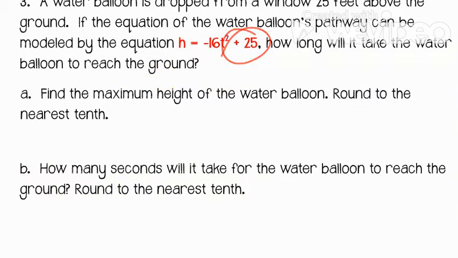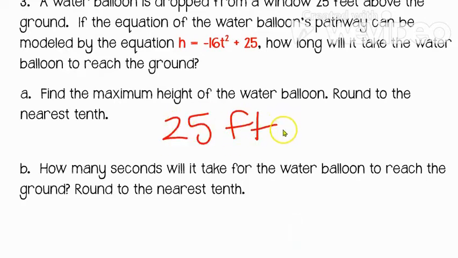I'm not actually throwing my water balloon up. I'm in a building, and I'm dropping it down. So wouldn't my maximum be my initial value, my initial height? And then the water balloon is dropping down. So that makes sense that my maximum height is 25 feet, right? 25.0 feet.